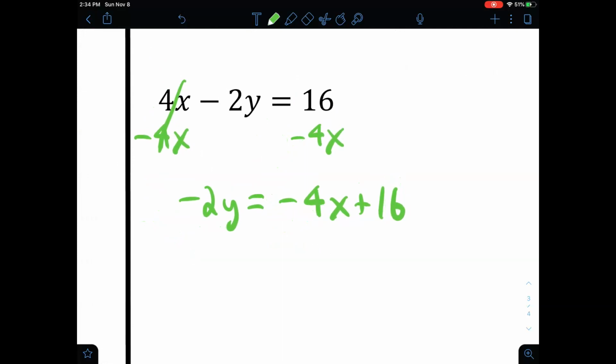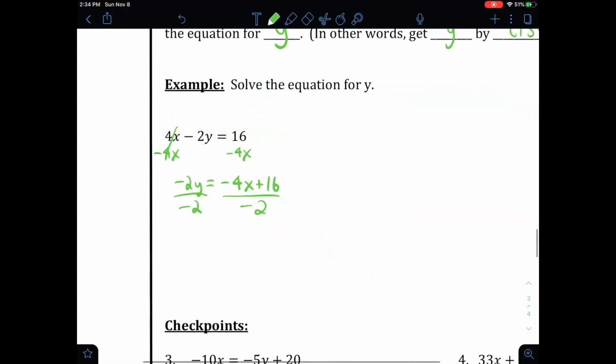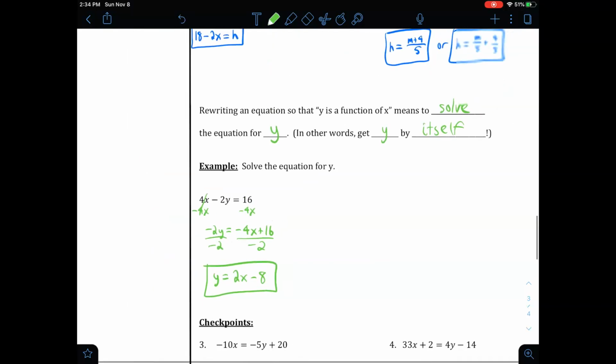All right, what's the last step to solve for y? We have negative 2 times y equals negative 4x plus 16. We need to divide by negative 2. And we're going to get y is equal to negative 4x divided by negative 2 is 2x, and 16 divided by negative 2 is negative 8.